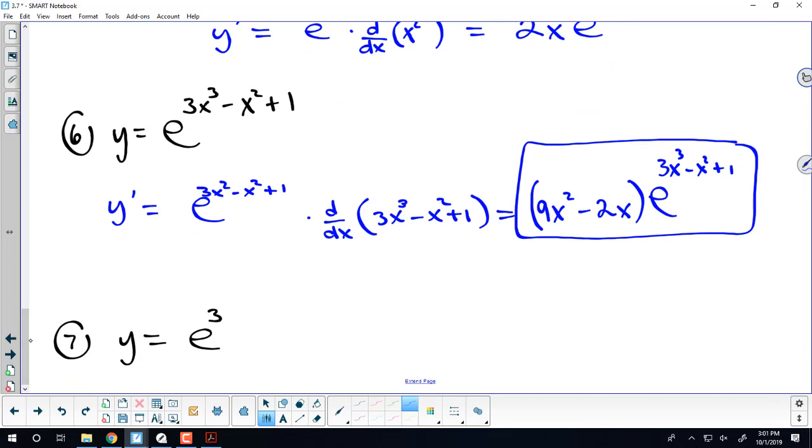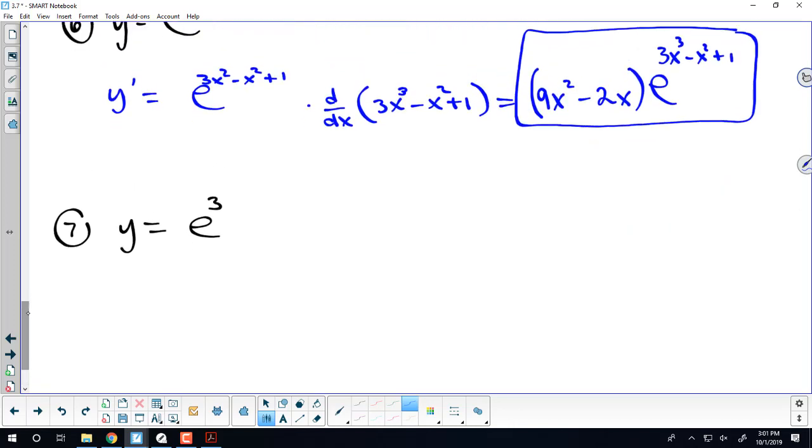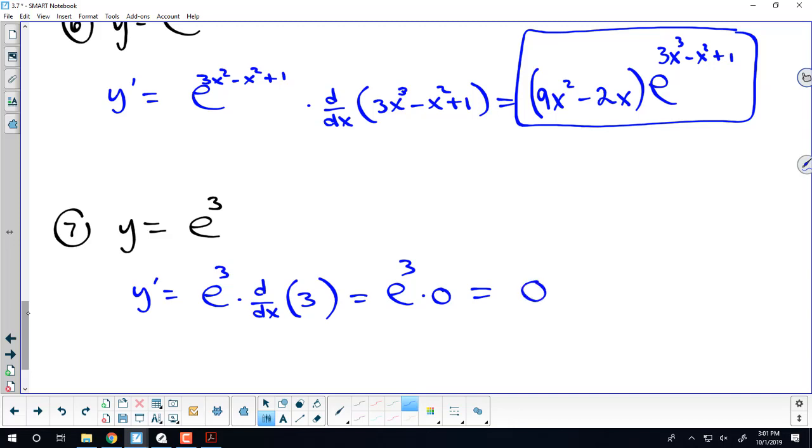The derivative of e cubed is 0 because it's a constant. But still, again, we get that. Like we just wrote that down over on the board, but it's e to that power times the derivative of the power. Does everyone get the motif here? All right, so that's for e raised to some power.